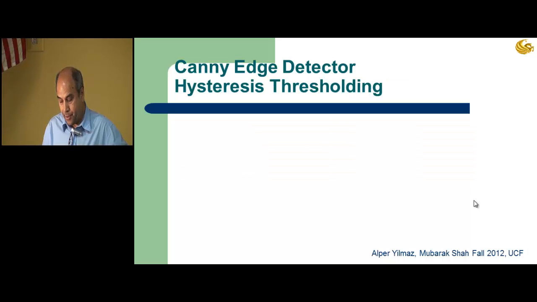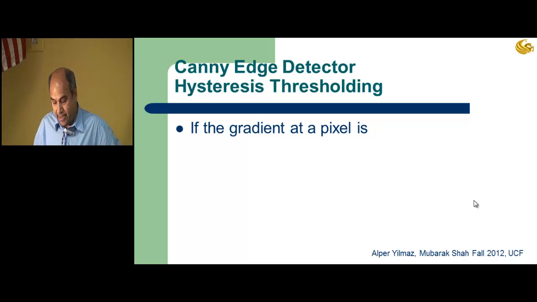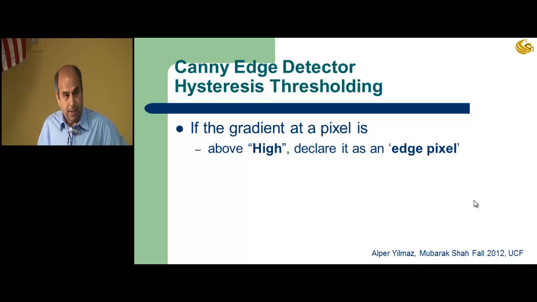Now there's one more thing which is also very interesting. It is called hysteresis thresholding. As we talked about with Prewitt and Sobel, we just fix one threshold. We say, well, if the gradient magnitude is above this, it's an edge, otherwise not. Very simple. We just do this for the whole image. But hysteresis thresholding, which was used by Canny, is interesting: we say that if the gradient at a pixel is above a high threshold, we will say it's an edge.